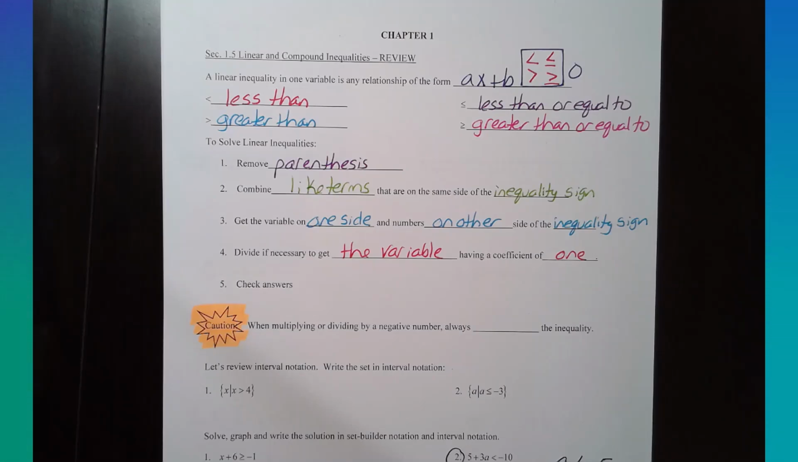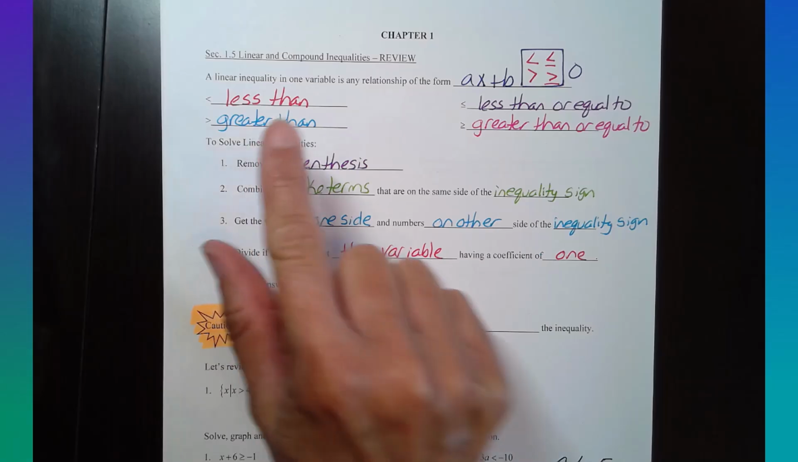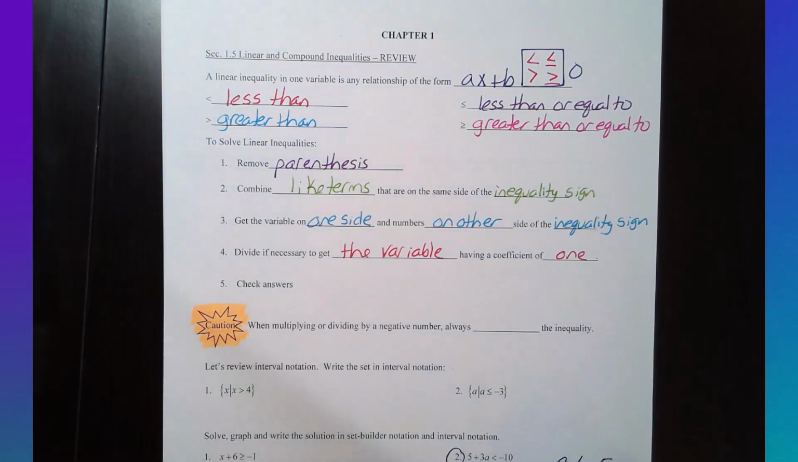Chapter 1, Section 1.5, Linear and Compound Inequalities. A linear inequality in one variable is any relationship of the form ax plus b on the left-hand side, 0 on the right-hand side, and an inequality symbol in between. So what are the inequality symbols? We have less than, greater than, less than or equal to, and greater than or equal to.